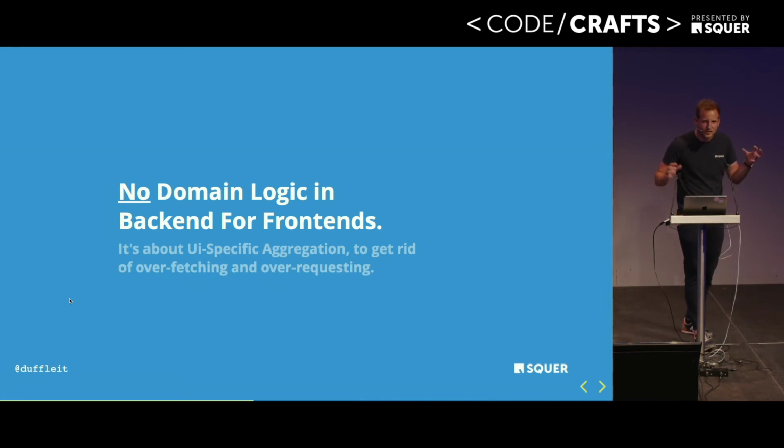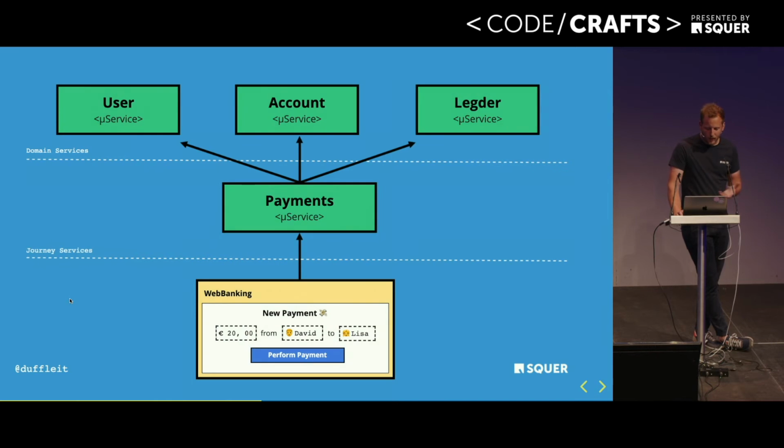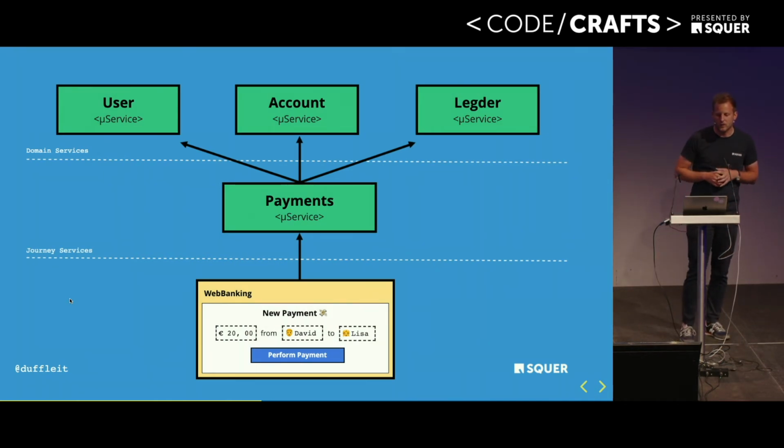Backend for frontends are just aggregation layers for the UI living on a backend. But yeah, let's get back to our problem with customer journeys, right? So what's the problem here? Why do we just not move everything into payments? Why do we have those 4 services, right?